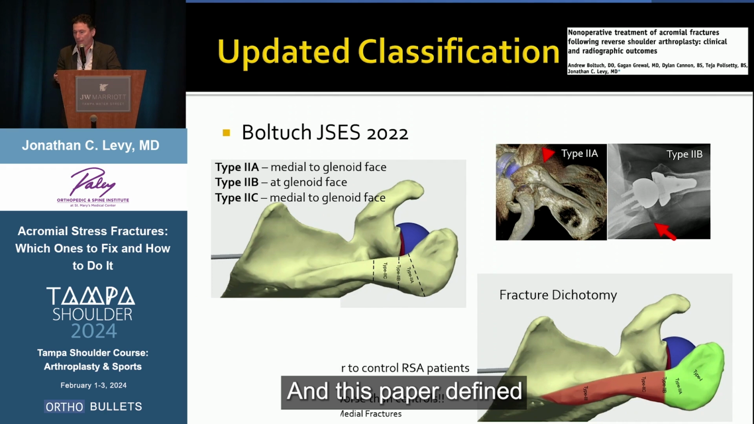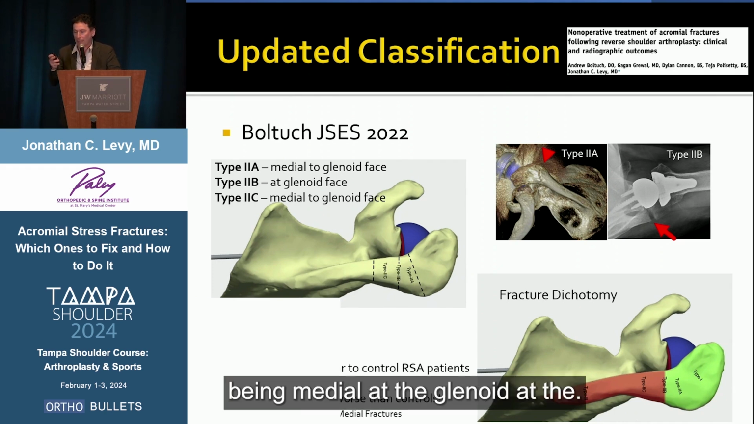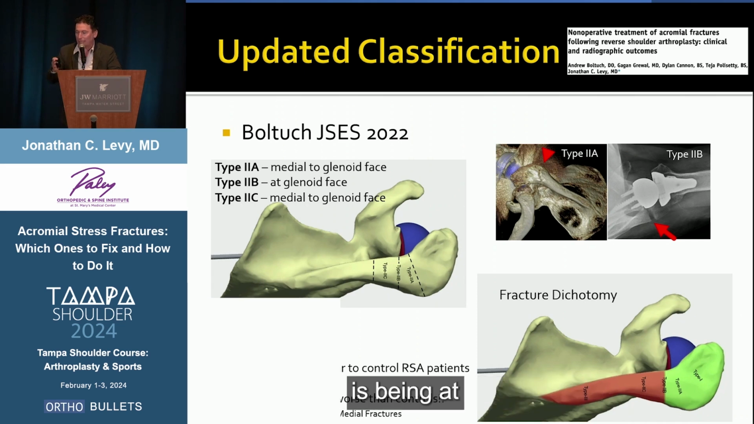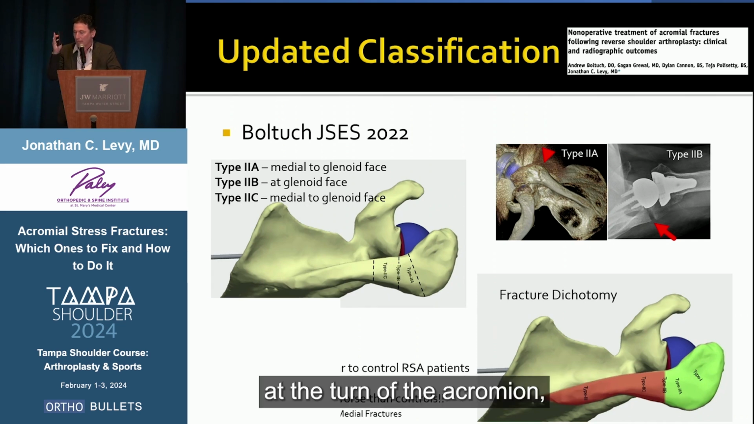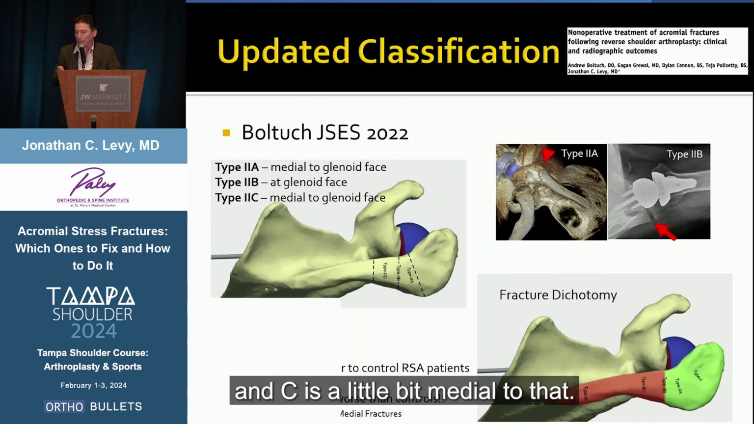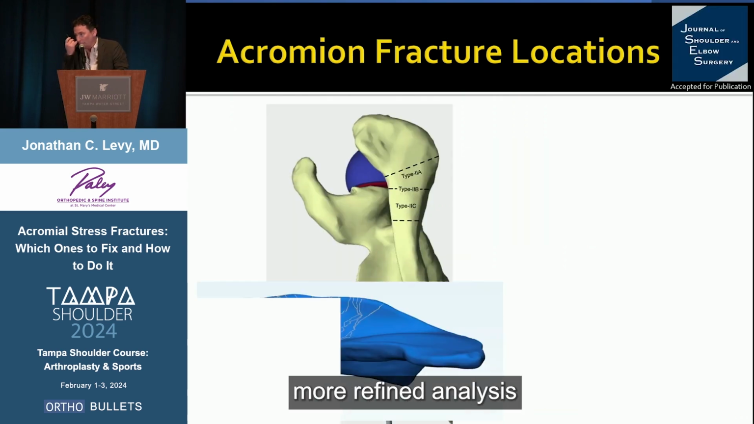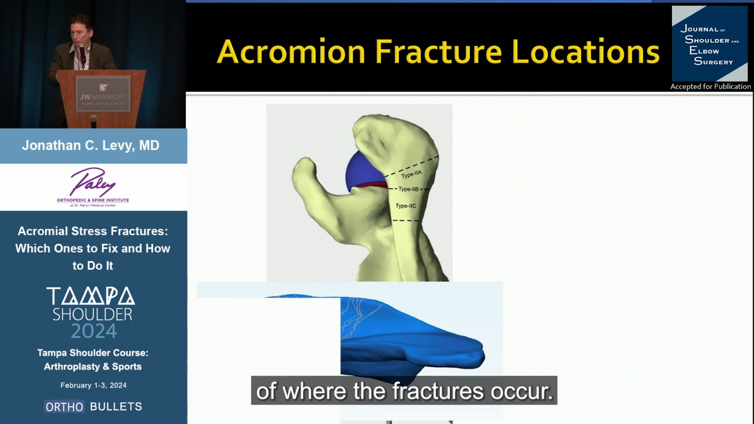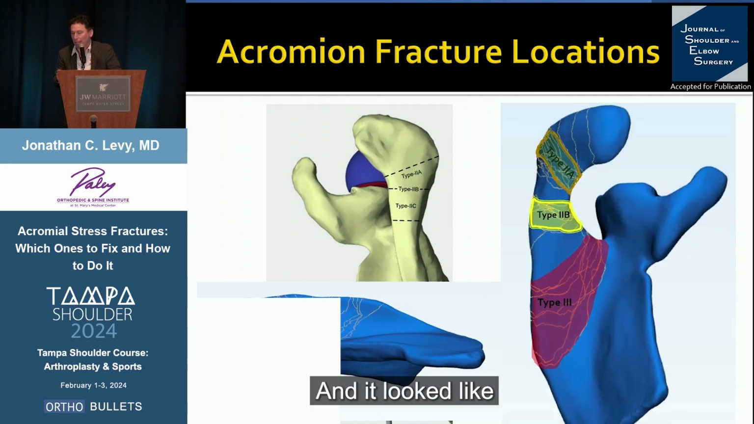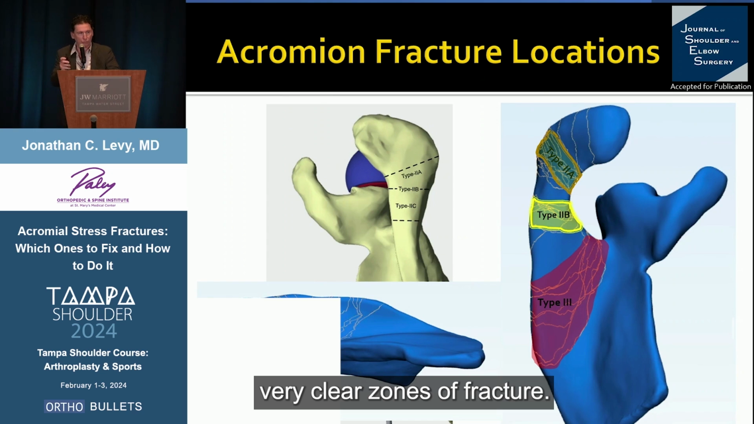And this paper defined a subclassification of type 2 fractures, with A's being at the turn of the acromion, B at the glenoid face, and C's a little bit medial to that. And then we did a little bit more refined analysis of where the fractures occur, and we recreated the fracture patterns on a fracture map, and it looked like very clear zones of fractures.